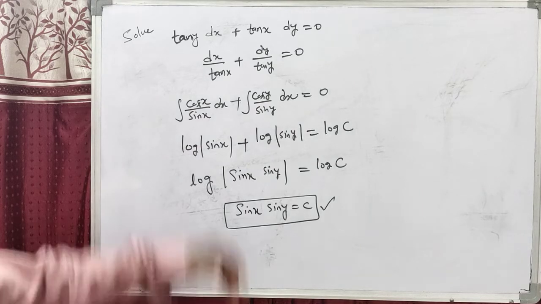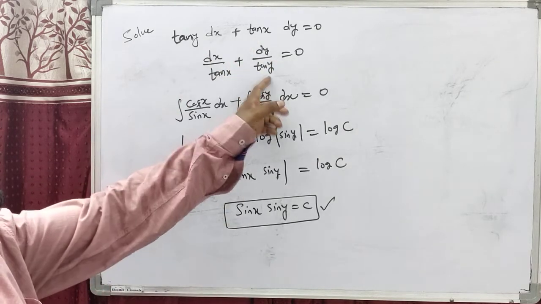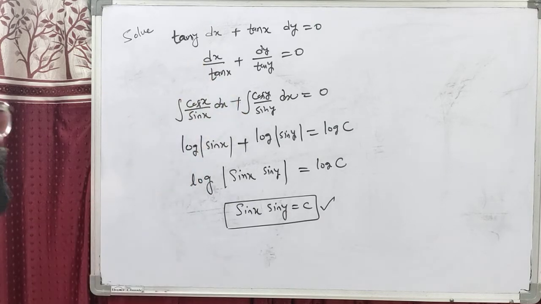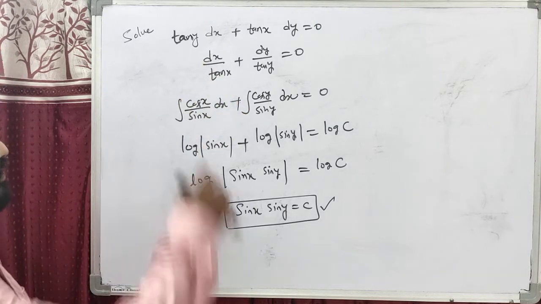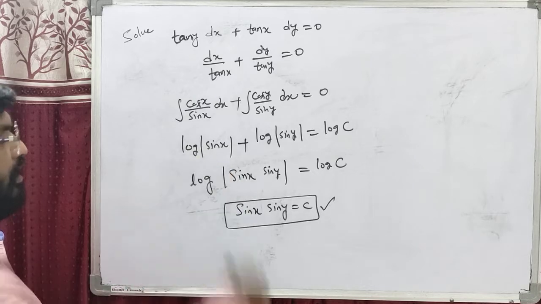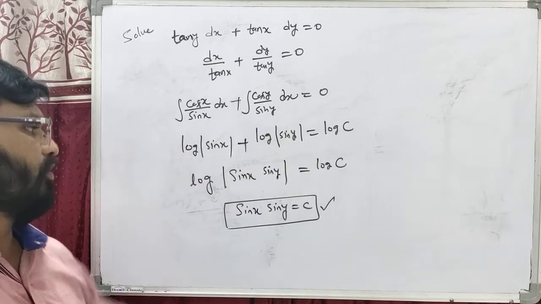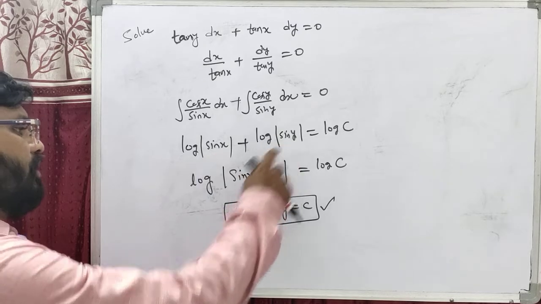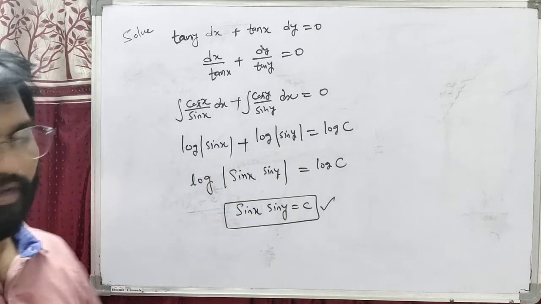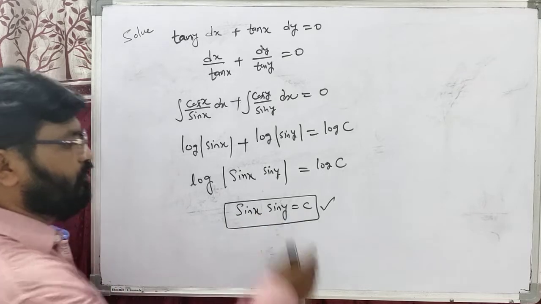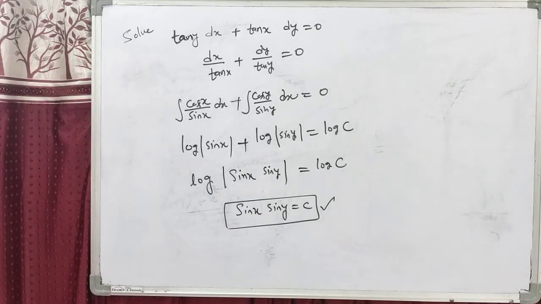What is this, students? This is tan x, this is tan y. Tan is sin by cos. Therefore, cos is sent to the numerator. The integral of f dash x by f of x is log mod of f of x. Log mod sin x plus log mod sin y equal to log c. Log a plus log b is the log of ab. When you remove the log on both sides, it will be sin x into sin y equal to c. Okay students.